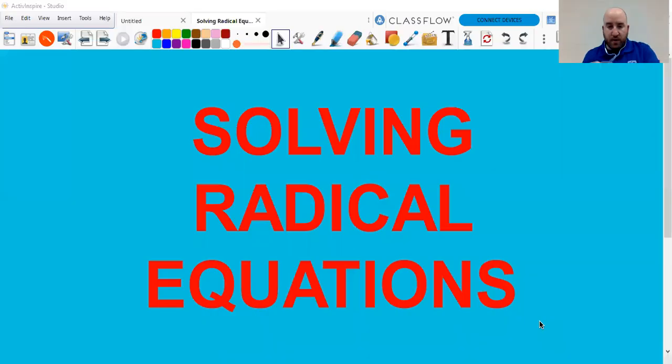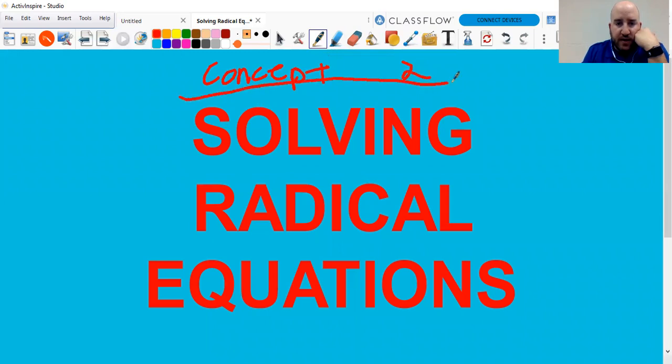But we're continuing Unit 4. So today we're going to focus on solving radical equations. So let's just go ahead and jump into that. So we're solving radical equations. This is actually concept 2. There's kind of 3 main concepts with Unit 4. The first combined converting from radicals to rational exponents and the properties of rational exponents. So that was the first video. And now on this one, we're focusing on solving radical equations.